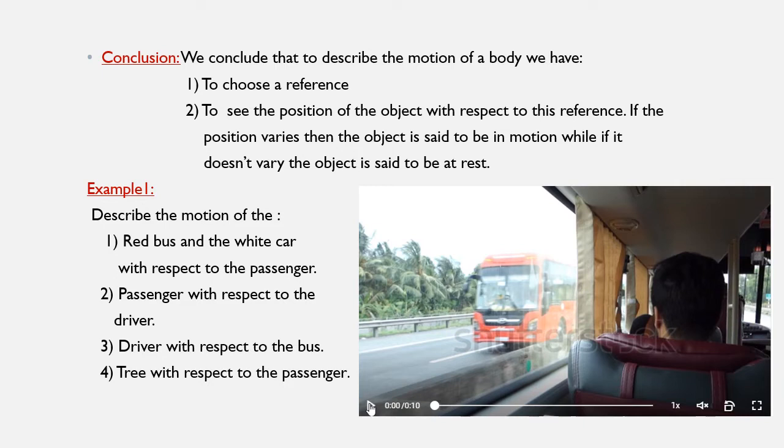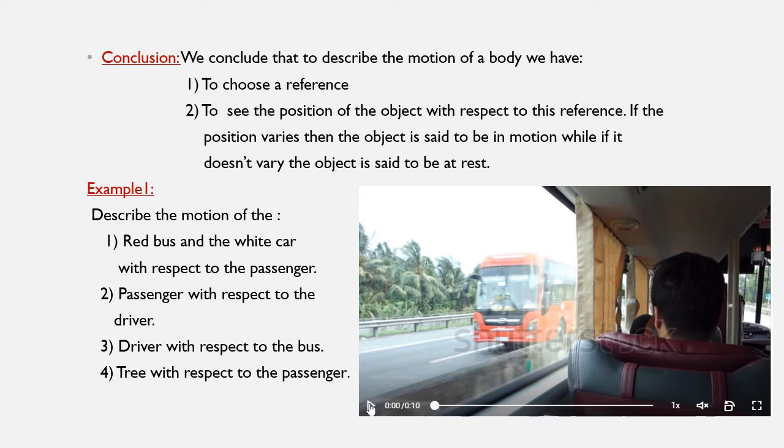The first part, let's start with the red bus. The red bus with respect to the passenger. We have said in the conclusion that to describe the motion of the body, we have first to determine the reference. Here, the word after with respect to is the reference. So here our reference in the first part is the passenger.